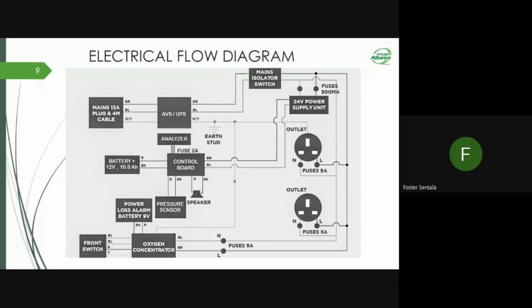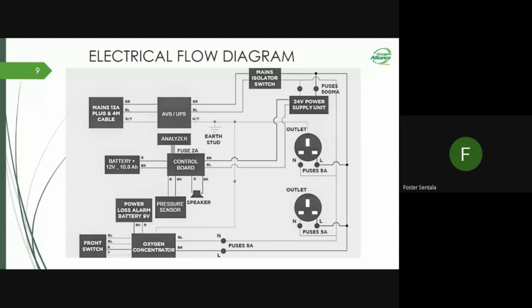Below the control board, there is a pressure sensor, which senses or displays the amount of pressure being delivered to the patient. So in cases whereby there's low pressure or high pressure, these are displayed by the LEDs that have been put on the machine. There's also a speaker that usually buzzes in cases whereby there are abnormal conditions.